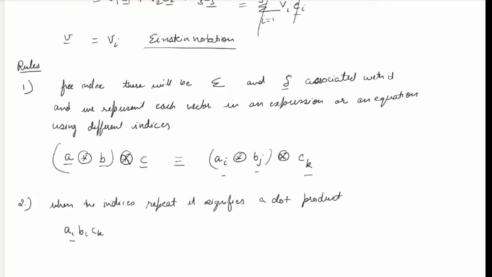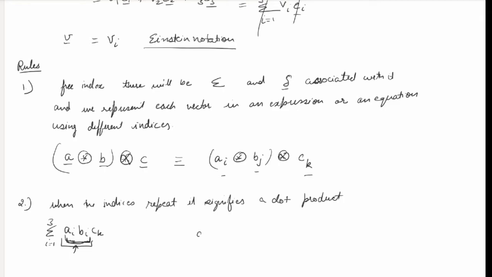So when i is repeating, that means there is a dot product between these two vectors and this becomes a scalar. There is still a summation sign associated with i, but there is no direction associated with i if i is being repeated. So repetition once is allowed if there is a dot product.